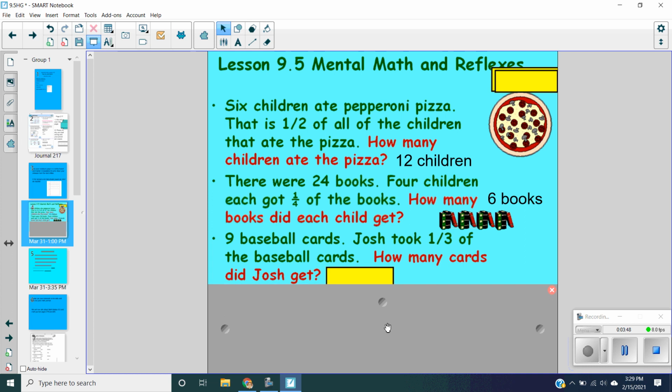For our last question, 9 baseball cards. Josh took 1/3 of the baseball cards. So how many cards did Josh get? Press pause. So if I'm thinking about 9 divided by 3, or 9 split into 3 equal groups, Josh got 3 cards.